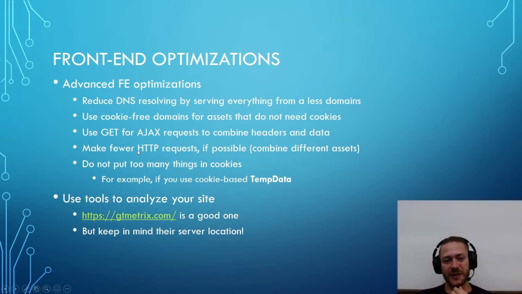Other advanced front-end optimizations are AJAX requests to be GET requests. You combine headers and data, and that saves a little bit of space. That's super advanced, but you can do it. Make fewer HTTP requests if possible. For example, combine images, combine scripts, combine CSS. I already covered that. That's important. And do not put too many things in cookies. For example, if you use cookie-based temp data, because if your cookies are getting bigger, every request will have a lot more information in it, and again, that doesn't scale.